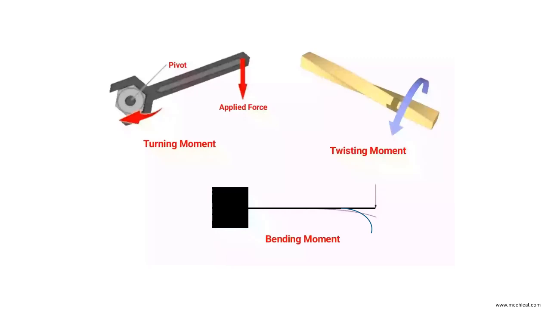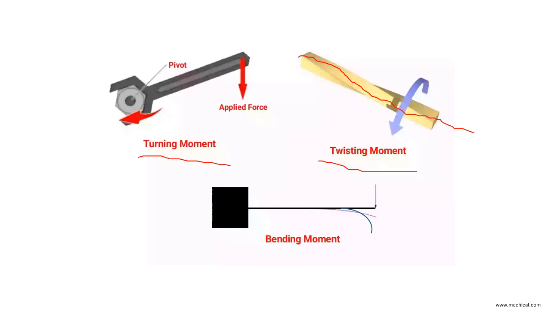So if the force is applied at a particular distance from the pivoting point, then it is called as a turning moment. So this is a turning moment. So if the force is rotating about the axis itself, here is the axis, and the force is rotating about the axis itself, then it is called as a twisting moment, or it is also called as a torsion.